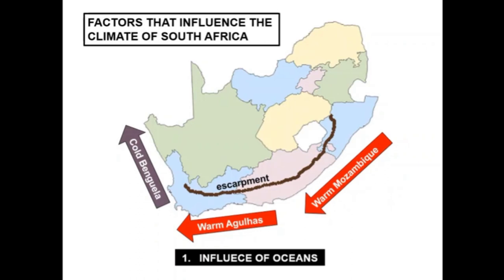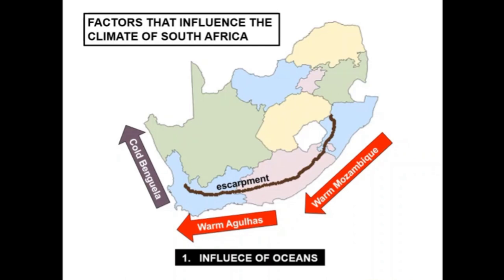Now, the places on the east coast of South Africa will have warm, moist, humid conditions. So they will have lots of evaporation because the water is warm there. They will have lots of clouds because of lots of evaporation. Then lots of evaporation, lots of clouds, and later on they will also have lots of rain.